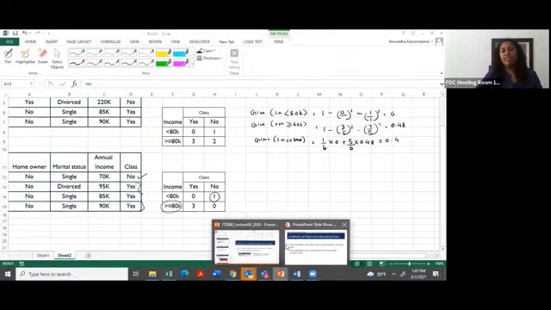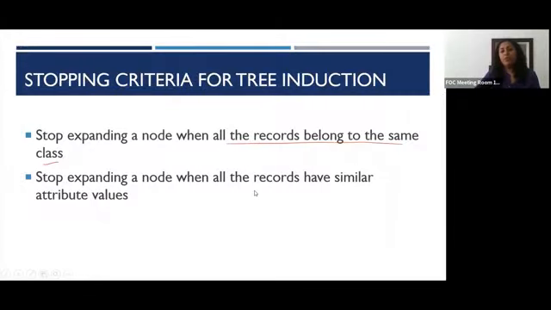The other thing is, stop expanding a node when all records have similar attributes. Now, students, we have considered only a small data set with 10 rows. But when you have thousands of data, it is possible that you have several rows with the same attributes. In that case, for all these rows, the decision is the same, isn't it? So you stop there. Is it clear?